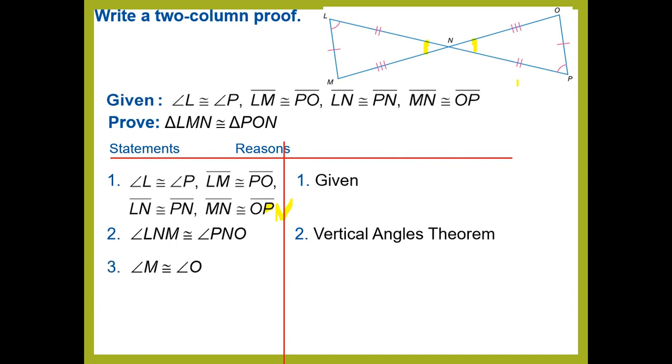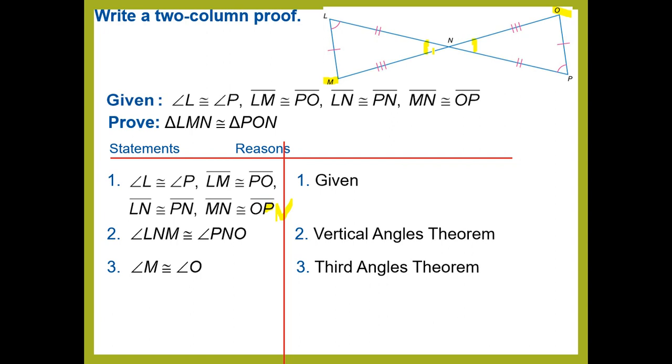Next, we have angle M is congruent to angle O. So we have M down here and O down here. Well, we already know that L and P are congruent, and we know that this right here is congruent because they're a set of vertical angles. So this is where we would use our third angles theorem. We already have two angles in the triangles that are congruent, so we can automatically say that the third angle is also congruent.